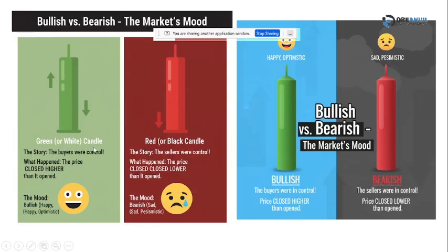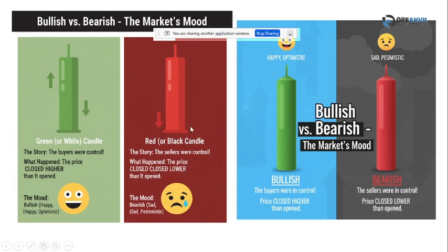A green candle tells us the buyers were in control. It means the price closed higher than it opened. And when you have a bullish candle like this, it means this particular candle is in a good mood, like it's in a bullish mood. It is happy, it is optimistic.